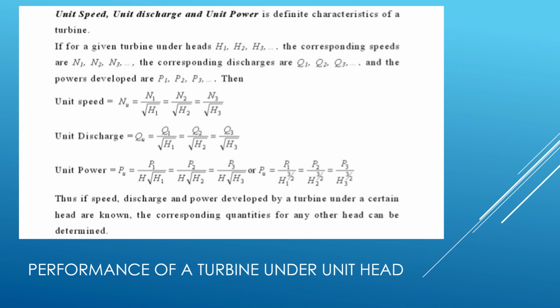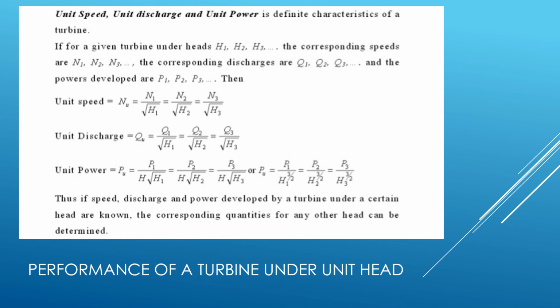Unit discharge can be defined as Qu, which is equal to Q1 upon root H1 equal to Q2 upon root H2 equal to Q3 upon root H3. Similarly, the unit power is written as Pu equal to P1 upon H1 to the power 3 by 2, P2 upon H2 to the power 3 by 2 and P3 upon H3 to the power 3 by 2. Thus, if speed, discharge and power developed by the turbine under a certain head are known, the corresponding quantities for any other head can be determined.